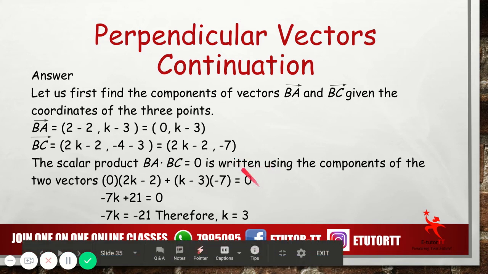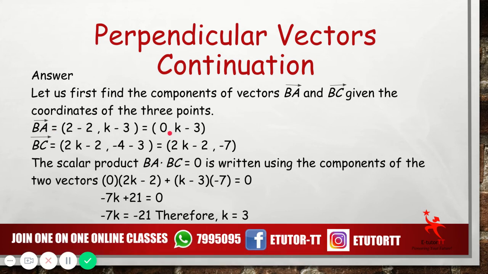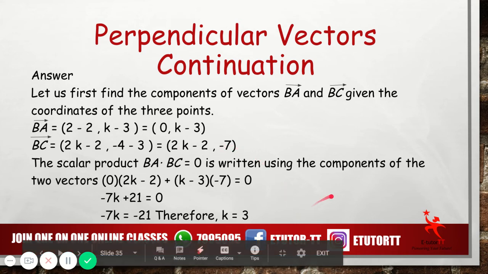So from this, we will see that the vector BA will be equal to 0, 0, because k is 3, so 3 minus 3 we get 0, so 0, 0, so it's actually the origin. And vector BC now will be 2k times 3, which is 2 times 3 minus 2, so that becomes 6 minus 2. So we get 4 here, and then negative 7. So vector BA would be 0, 0. Vector BC would be 4, negative 7.